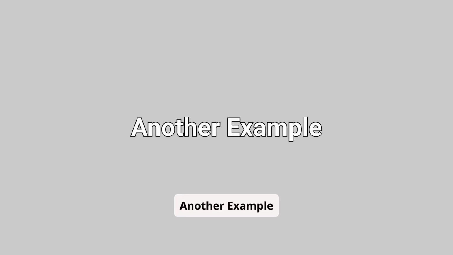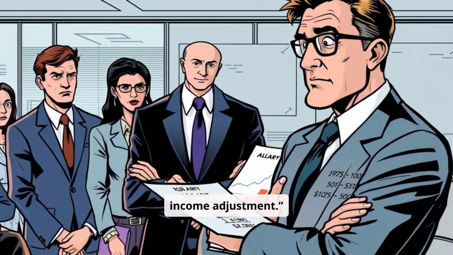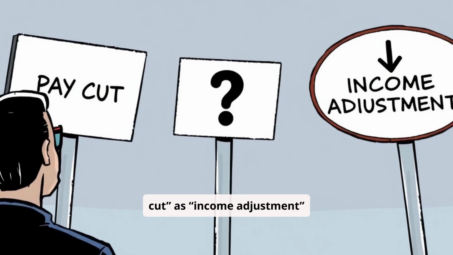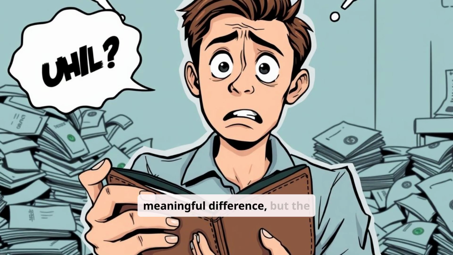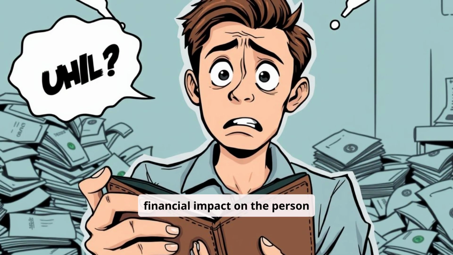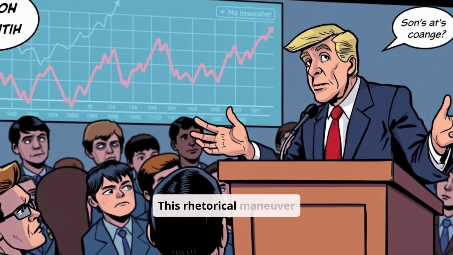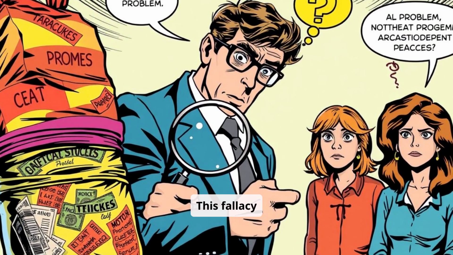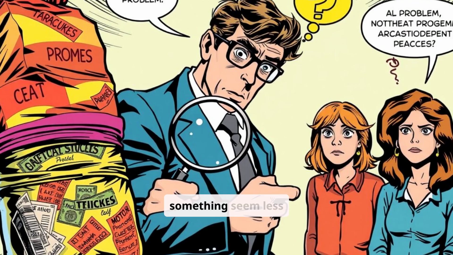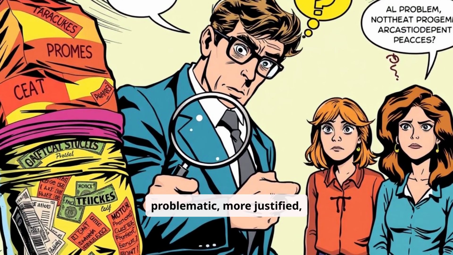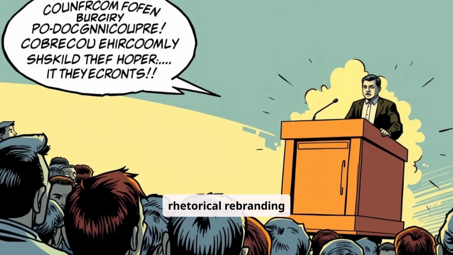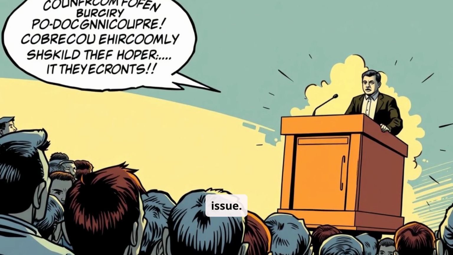Another example: it's not a pay cut, it's an income adjustment. The rephrasing of pay cut as income adjustment attempts to suggest a meaningful difference, but the financial impact on the person is identical. This rhetorical maneuver distracts from the reality of the situation. Why is it misleading? This fallacy manipulates perception by making something seem less problematic, more justified, or distinct from criticism. It relies on rhetorical rebranding rather than addressing the substance of the issue.